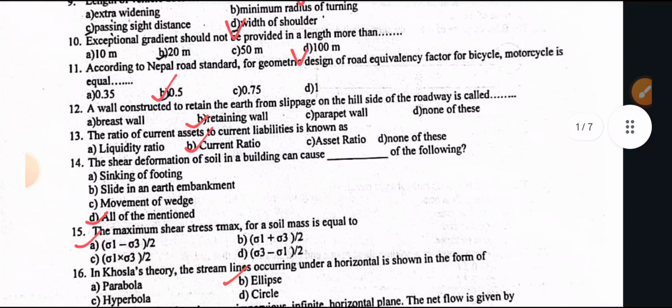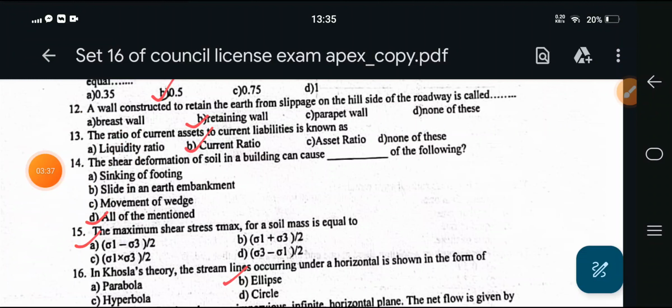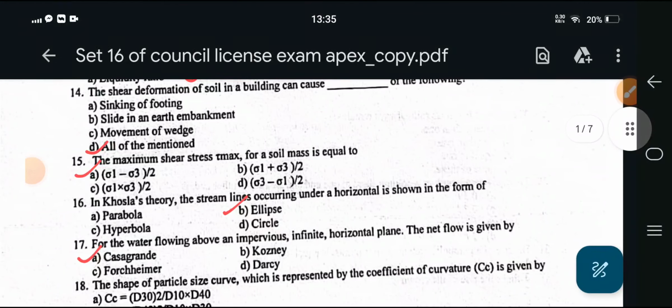The shear deformation of a soil in a building can cause footing sink, can cause earthen embankment slide, can cause movement of walls. So it can cause all of the mentioned.